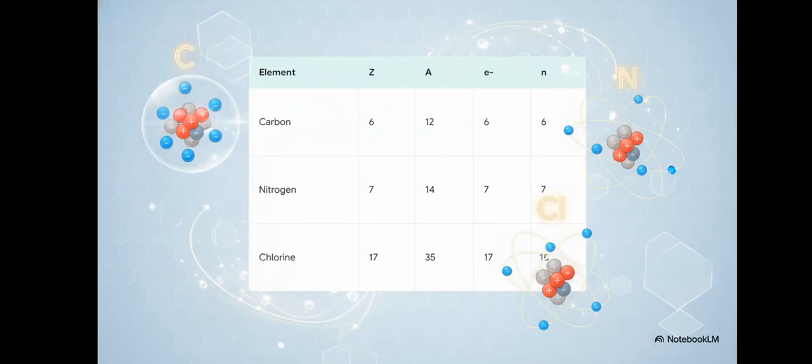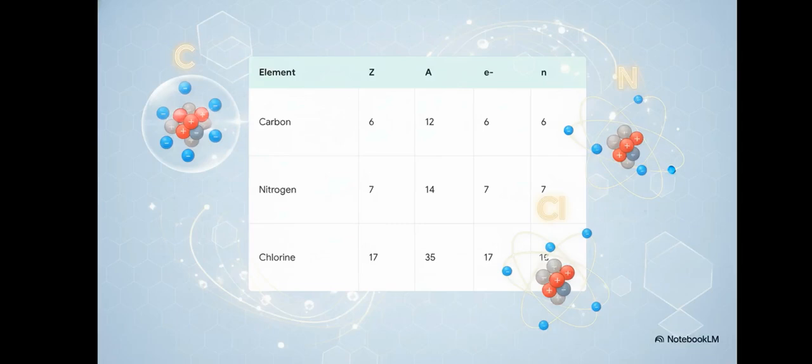So let's look at how balanced nature can be. For a completely neutral atom, the number of positive protons is going to perfectly match the number of negative electrons. Take carbon, for example. An atomic number of 6 means 6 protons, which, because it's neutral, means 6 electrons. Its mass is 12, so 12 minus 6 leaves us with exactly 6 neutrons. Just perfect symmetry. Nitrogen works the exact same way.